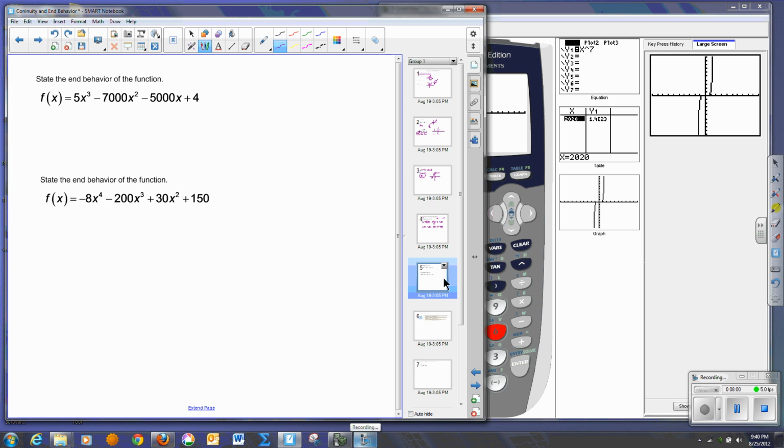Now, state the end behavior for both of these two functions. Well, there's a trick. We can actually graph this, or we can think about what's really happening here. In order to state the end behavior, I have to say, as x goes to positive infinity, and as x goes to negative infinity, what does y do? Let me just write y in this case.